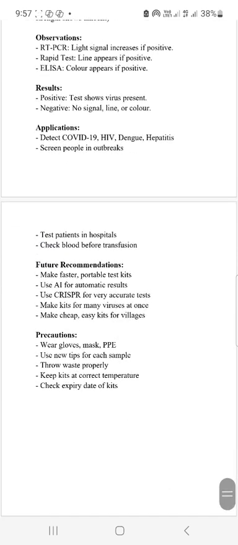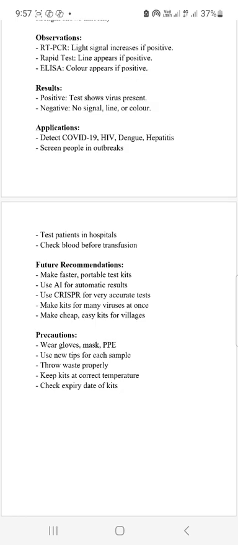It has various applications. It is used to detect COVID-19, also known as coronavirus, HIV, dengue, hepatitis, and to screen people in outbreaks. It is also used to test patients in the hospitals. It is also used to check blood before transfusion. So these tests have many applications. Four of them are given here.